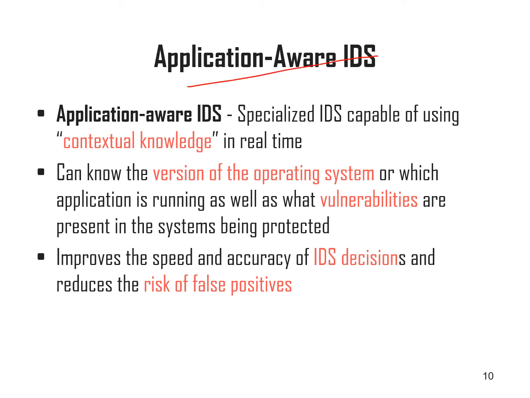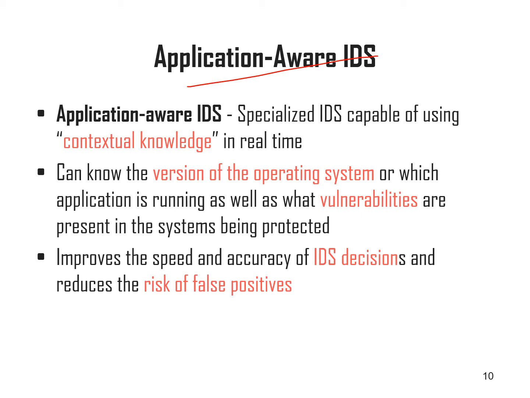So the next thing is application aware IDS. It is actually a specialized IDS capable of using contextual knowledge in real time. So we have seen so far the different kinds of IDS, intrusion detection system. In that we have studied host IDS and network IDS. This is actually a different kind of IDS, called application aware IDS. This is an intelligent IDS which is capable of using contextual knowledge.